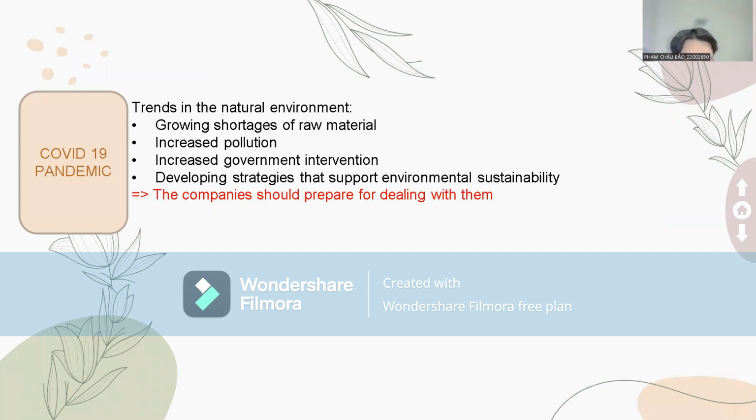We have some trends in the natural environment. In the COVID-19 pandemic, it's not just the COVID, it's like a big day. We have four trends. First, we have a growing shortage of raw materials. We have the increase in pollution. We have the increase in government intervention and the developing strategies that support environmental sustainability.